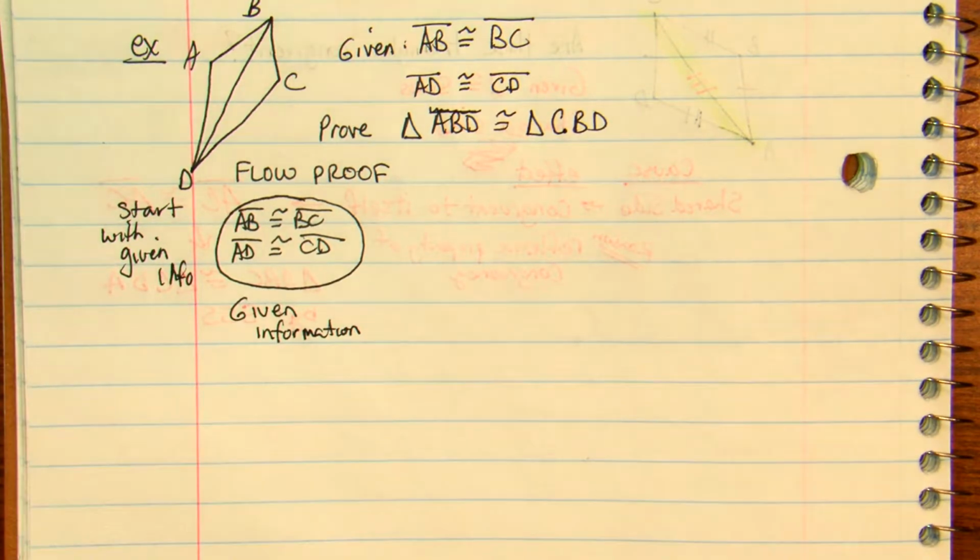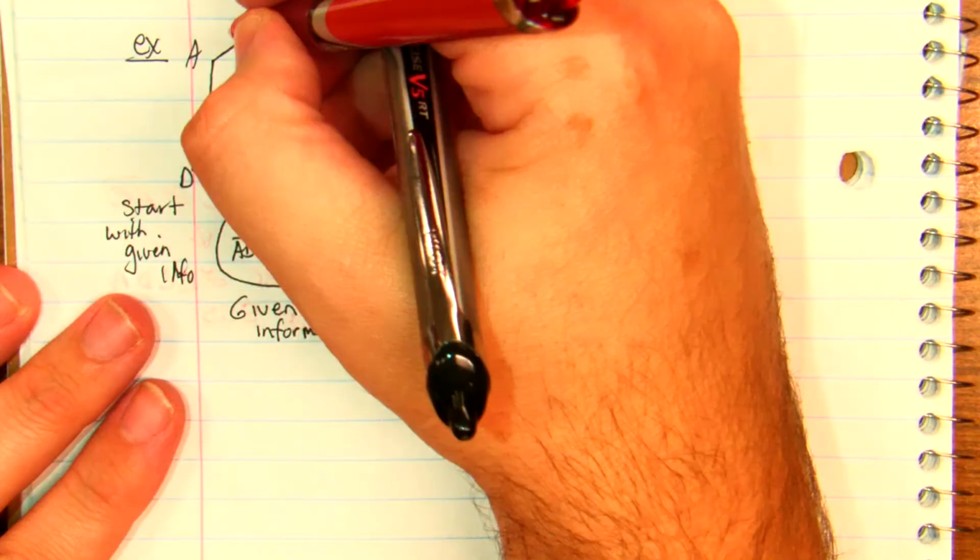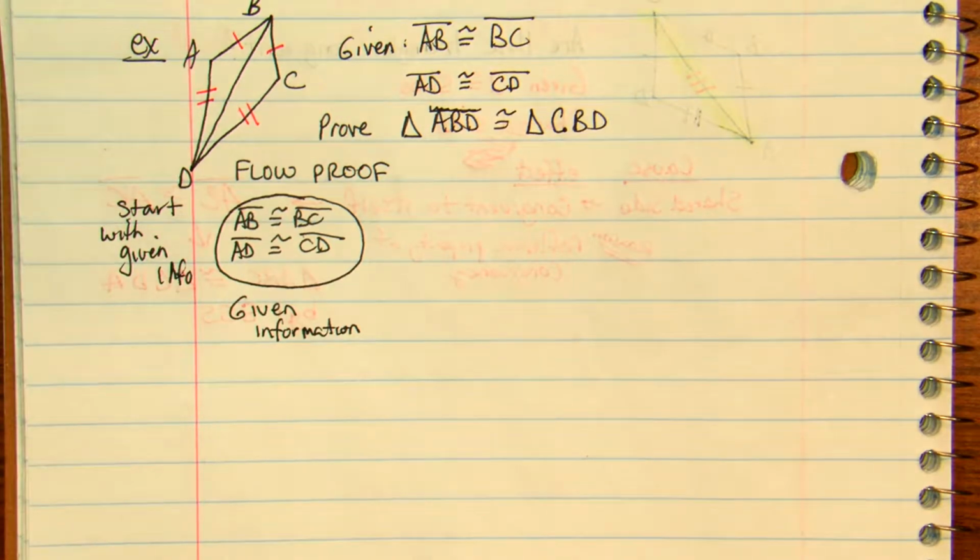Now we go back into the picture and label the picture. This is why it's absolutely important. Those two are congruent to each other. Those two are congruent to each other. You have to draw the diagrams.